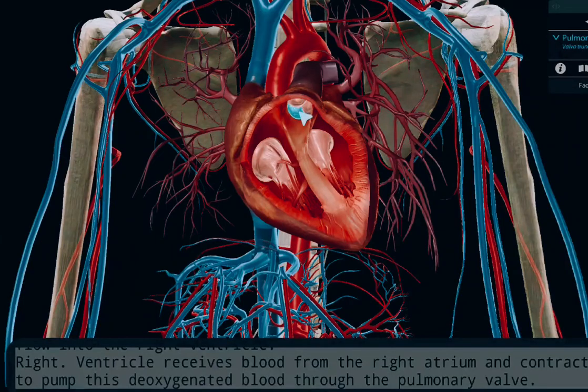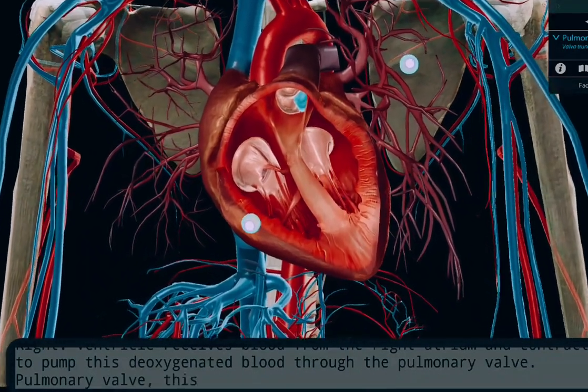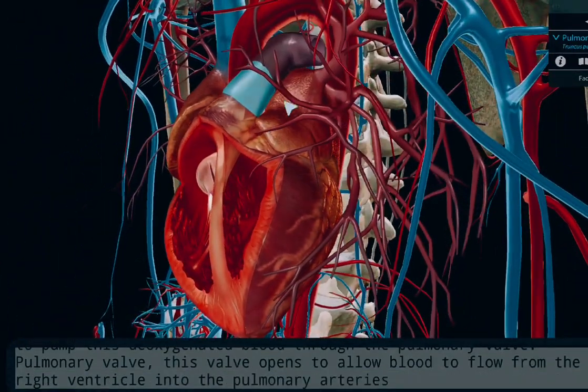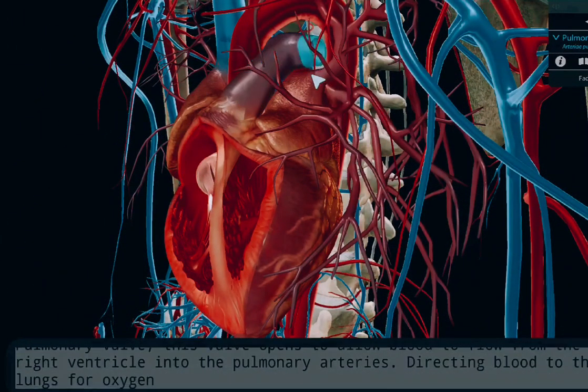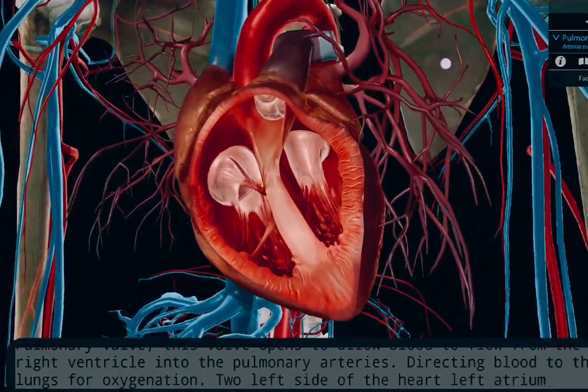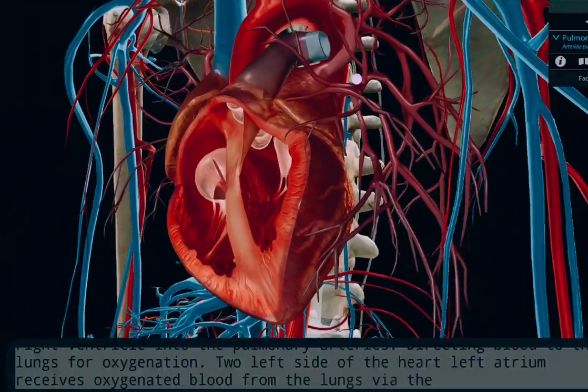Pulmonary valve. This valve opens to allow blood to flow from the right ventricle into the pulmonary arteries, directing blood to the lungs for oxygenation. 2. Left side of the heart. Left atrium receives oxygenated blood from the lungs via the pulmonary veins.